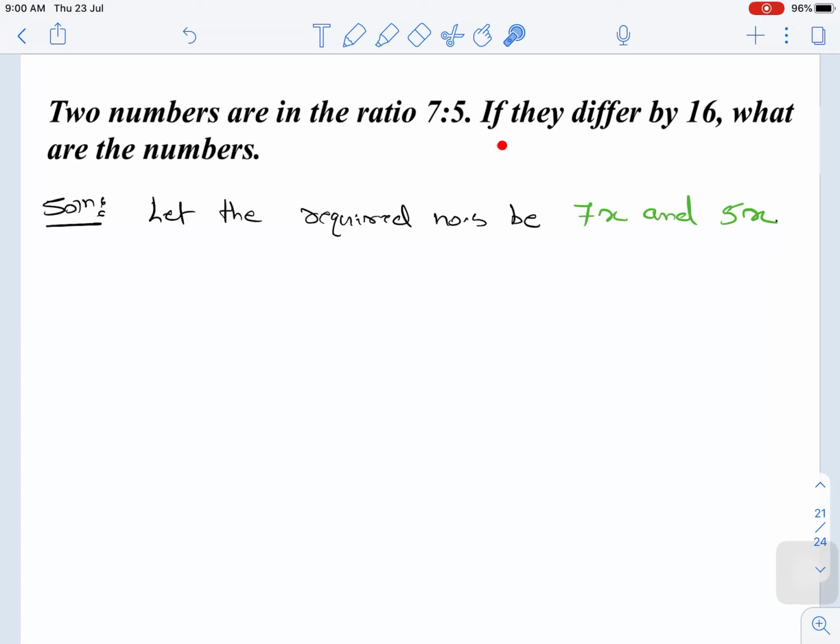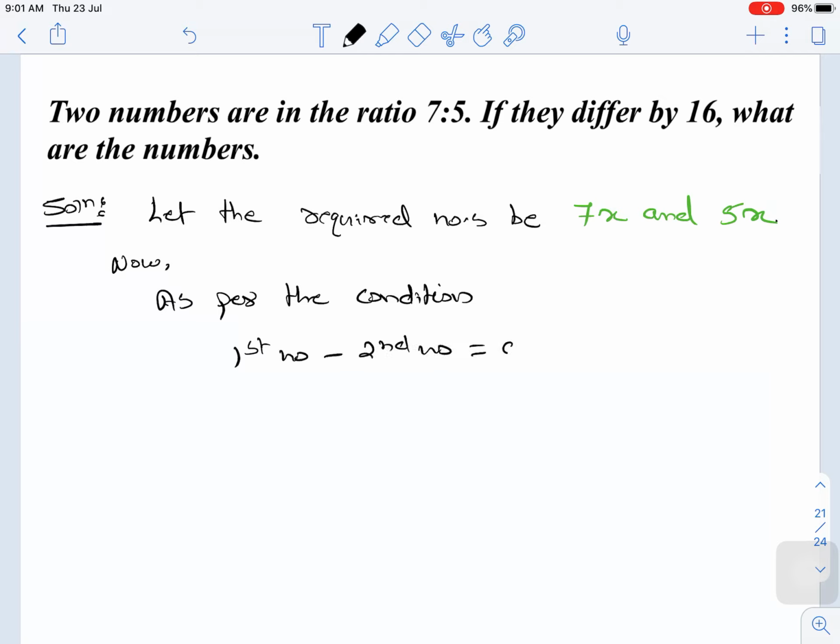Now what is the condition? If they differ by 16, so as per the condition, first number minus second number equals the difference. Why have we considered this? Because it is given that they differ. In a difference we generally consider the bigger number first, then the smaller number, and then we write the answer. Here, they differ by 16, it means that our answer is 16.